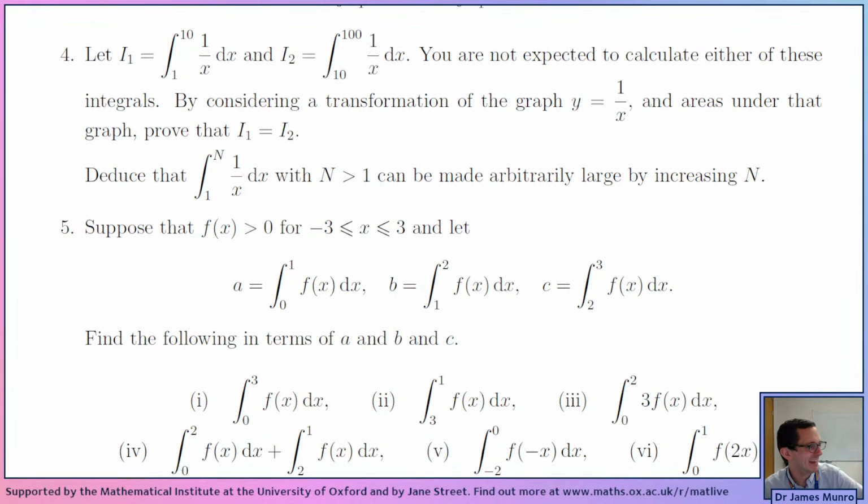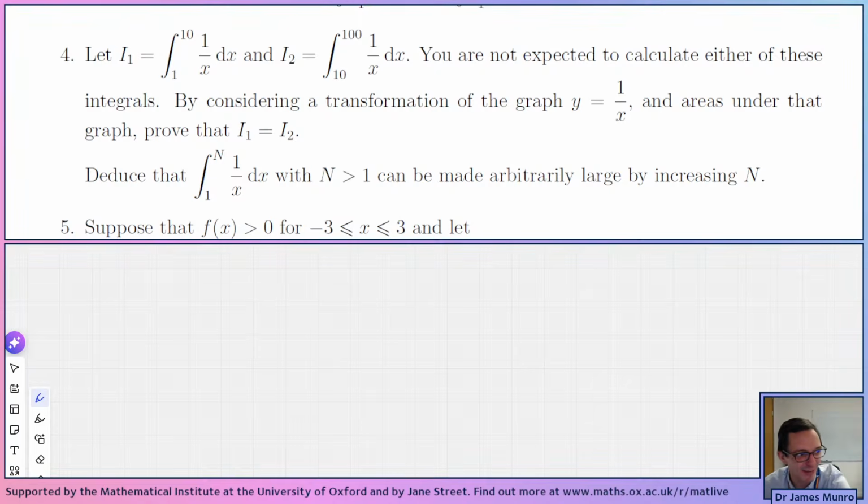Let me explain. So question 4 is a question about integrating 1 over x, which is precisely the thing that you can't do using the TMUA specification, because it's got that term in it. Go and check if you like, it says n is not equal to minus 1. Let's see if we can reason about it anyway.